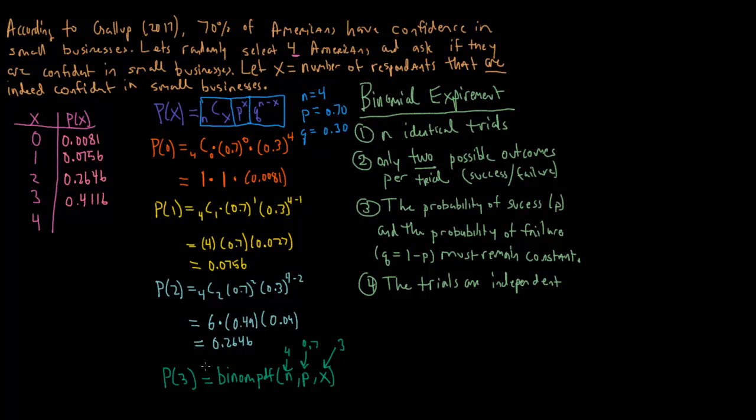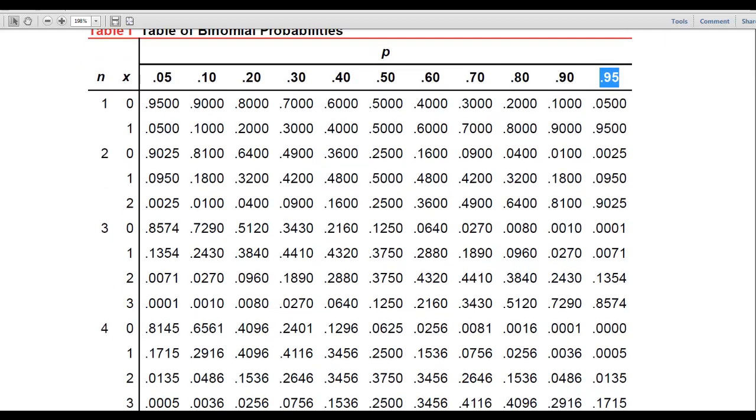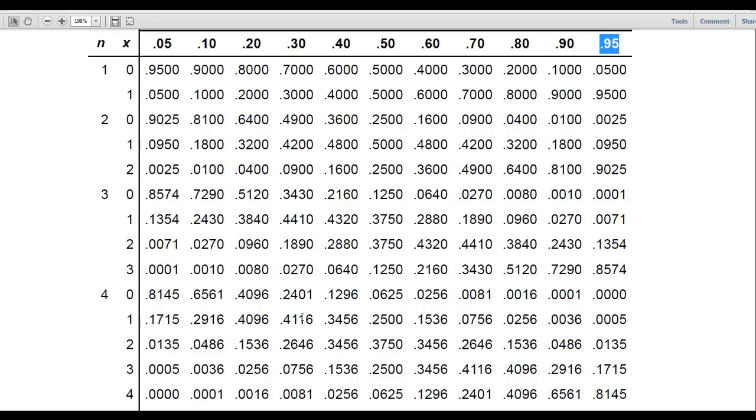But if P is 0.05, or 0.95, or an increment of 0.10, we can simply use the chart to easily find all the probabilities we need. So let's scroll down a little bit. All right, we have n equals 4. Essentially, this column is the probability distribution when P equals 0.5. So this is the probability of 0, the probability of 1, 2, 3, and 4 if the probability of success was 0.5.